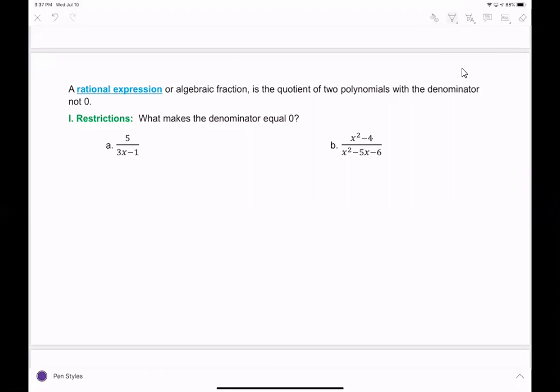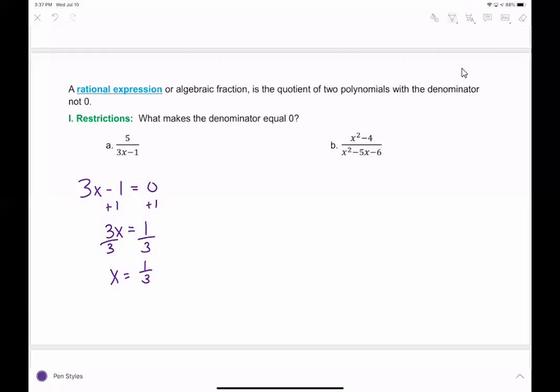So to find your restriction, you just take the denominator, set it equal to 0, and solve the equation to get that number that will make the denominator 0. So that number for this particular expression is 1/3.